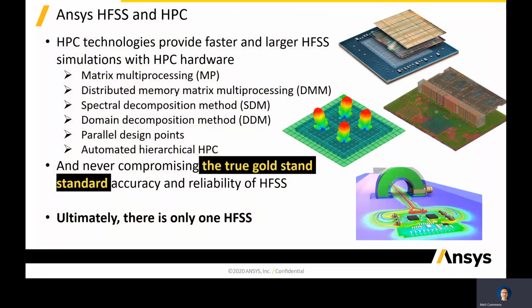And the technologies we've discussed today for faster and larger simulations are matrix multiprocessing, distributed memory matrix multiprocessing, DMM, the spectral decomposition method, solving frequency points in parallel, the domain decomposition method, breaking up a mesh and solving them in parallel, doing parallel design points, and hierarchical HPC, all while never compromising the true gold standard accuracy and reliability of Ansys HFSS, because it's only one HFSS.